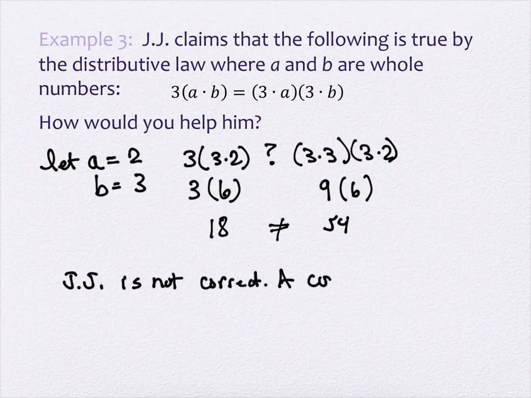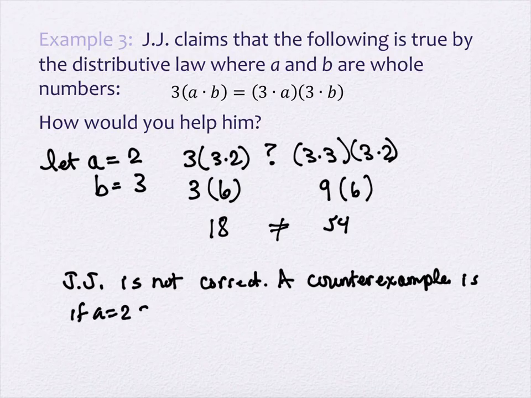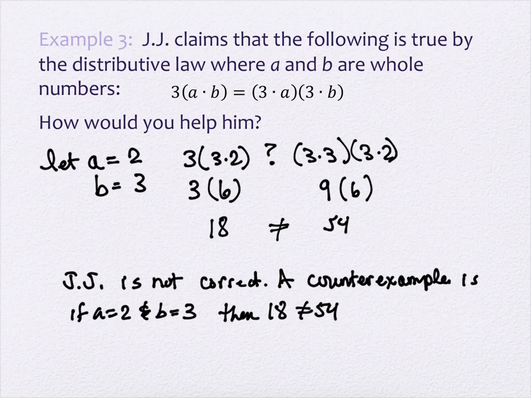And you can say a counterexample is if A is equal to 2 and B is equal to 3, then 18 does not equal 54, right? We worked through it. We showed that this is a counterexample. So it's not actually going to work. Any idea why that's happening? It's not the distributive property. We already said that because there's no addition or subtraction.